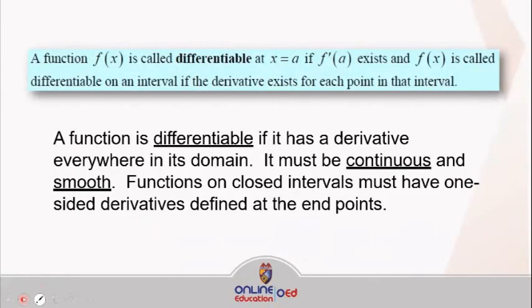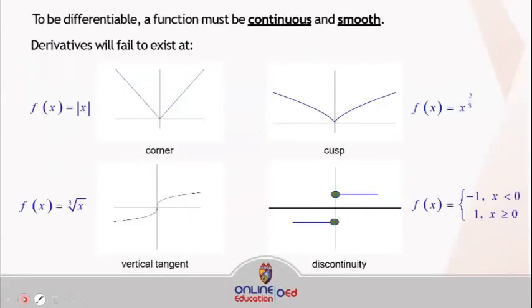Okay, for this naman, we have the function f of x is called differentiable at x is equal to a if f apostrophe a exists, and f of x is called differentiable on an interval if the derivative exists for each point in that interval. So a function is differentiable if it has a derivative everywhere in its domain. It must be continuous and smooth. Functions on closed intervals must have one-sided derivative defined at the endpoints.